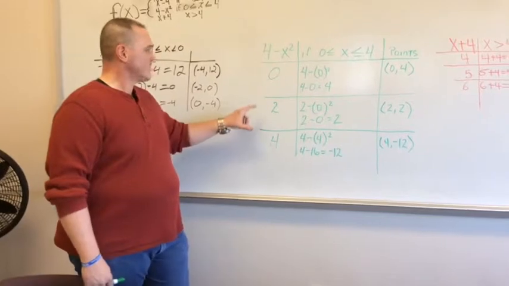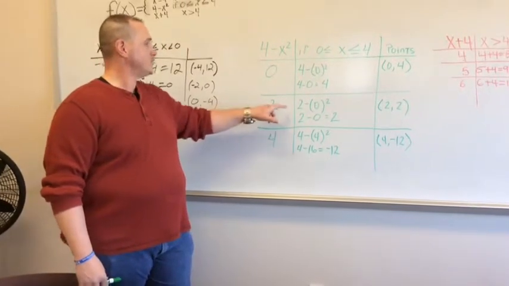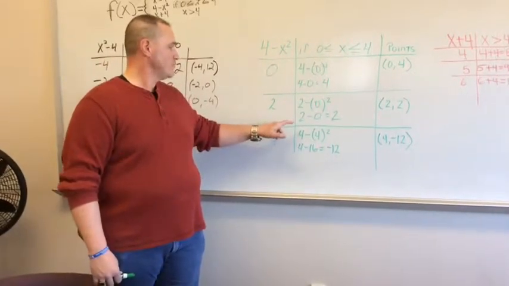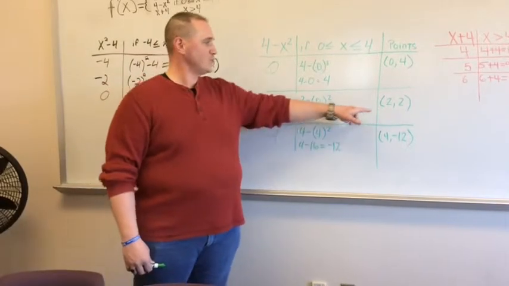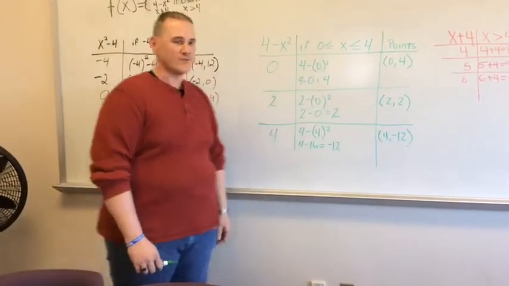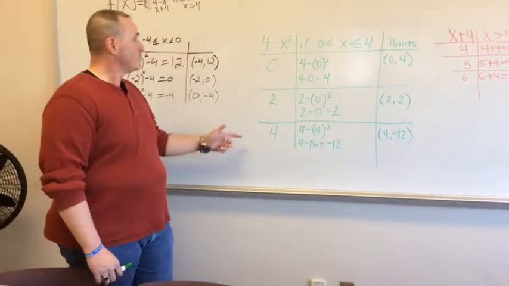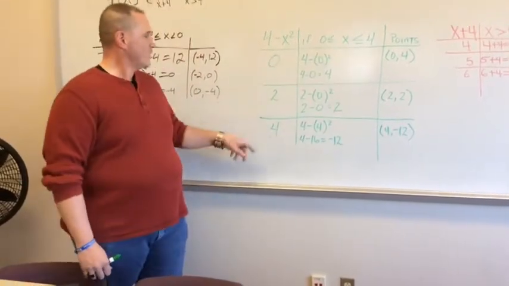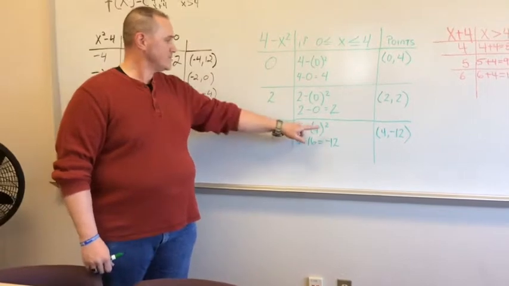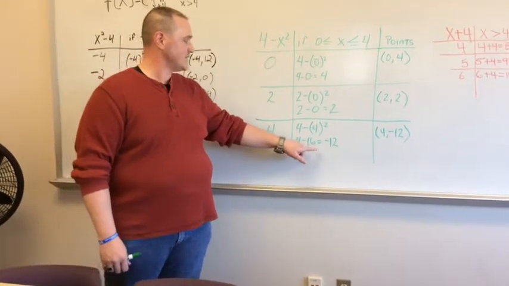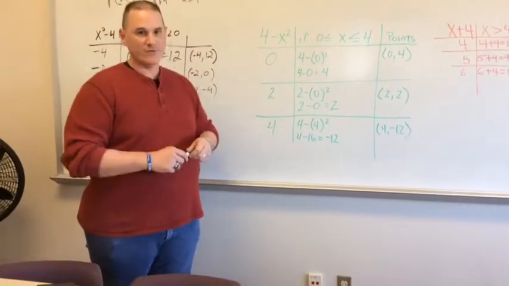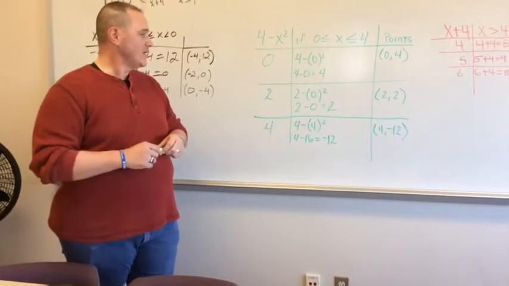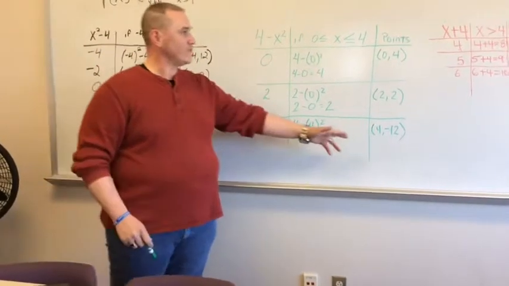For graphing purposes, I used the second point of 2. I did 4 minus 2 squared, which came out to 2 minus 0 of 2. So (2, 2) for my second point. And on my third point, we're using the 4 that it's asking for here. When I plug this in, it's 4 minus the 4 squared, which came out to 4 minus 16, which came out to negative 12. So my third point on the graph is (4, negative 12).